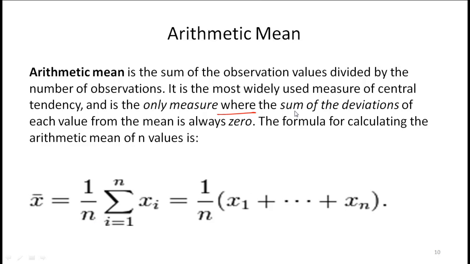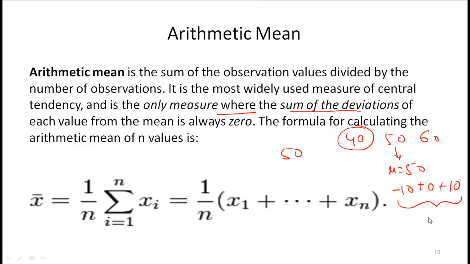What does this mean? Sum of the deviations. All this means is if the mean is 50 and you have, let's say, 3 observations, 40, 50 and 60. So the mean is 50. The sum of the deviations is 0. So what's the deviation here? We are 10 below the mean, so the deviation is minus 10. For 50 the deviation is 0, so plus 0, and for 60 the deviation is plus 10. So notice that the sum of the deviations is 0.